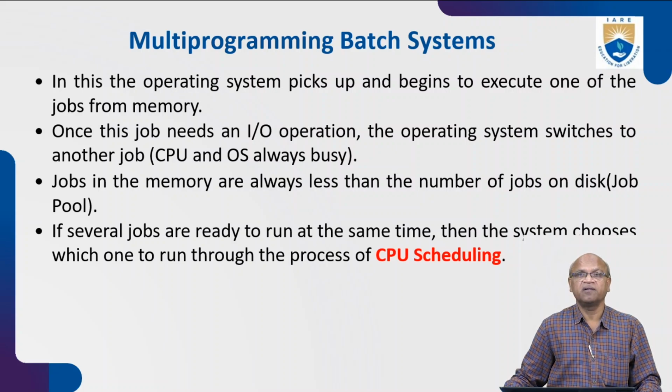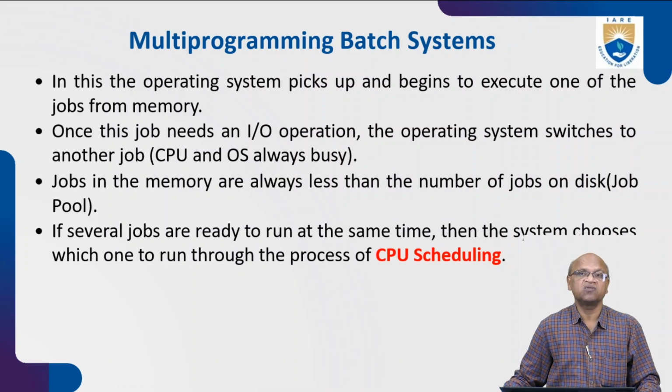it picks up and begins to execute one of the jobs from memory. Once the job needs an IO operation, the operating system switches to another job till the input comes for the first job. The jobs in memory are always fewer than the number of jobs on the disk job pool. So if several jobs are ready to run at the same time, the system chooses which one to run. That is CPU scheduling.